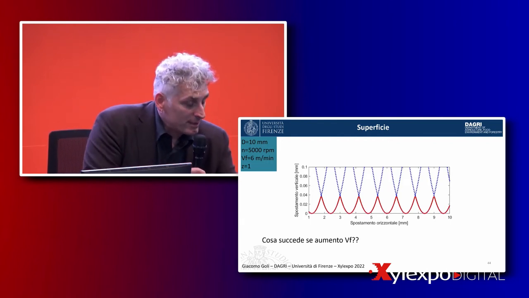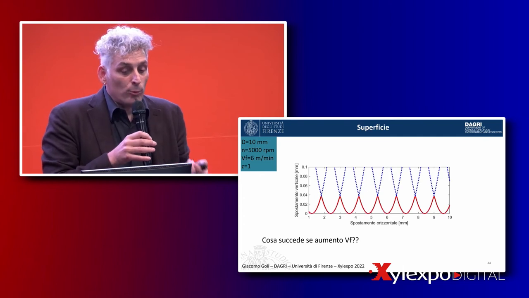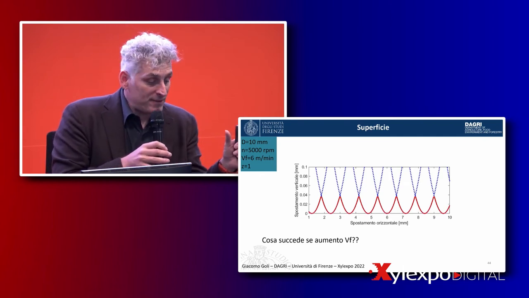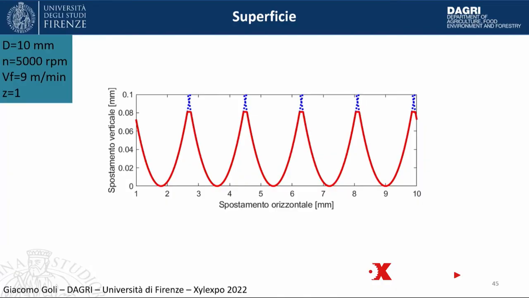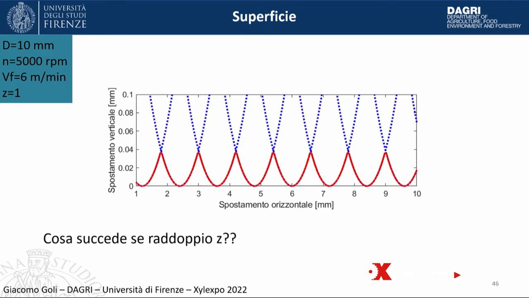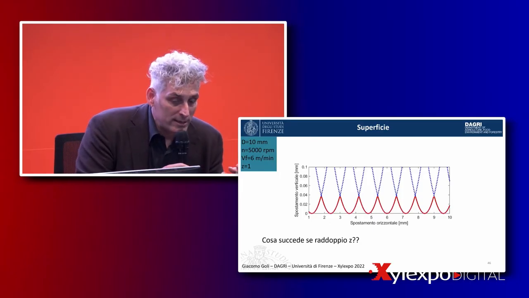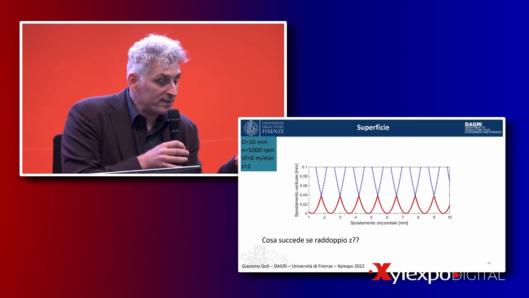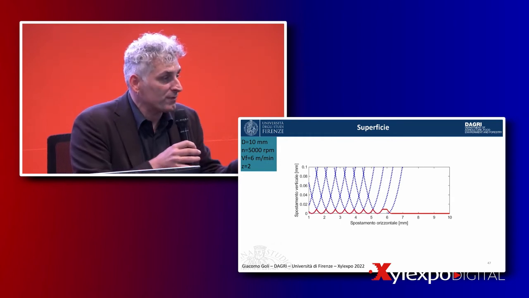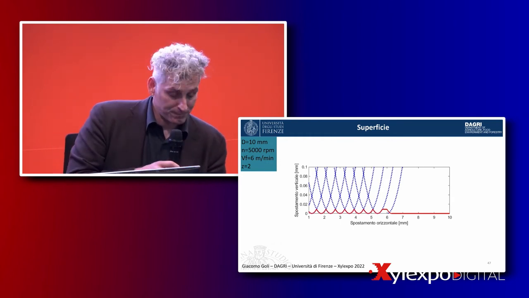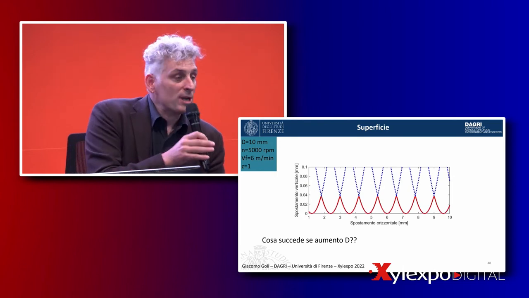What happens instead if I increase the VF parameter, the feed speed? FZ also increases, and the surface becomes more irregular, and so there will be all these waves that are more visible. What happens if I double Z as a parameter? So instead of using one cutting edge, I use two cutting edges. Well, the result in graphical representation will be this one, with a more regular surface.